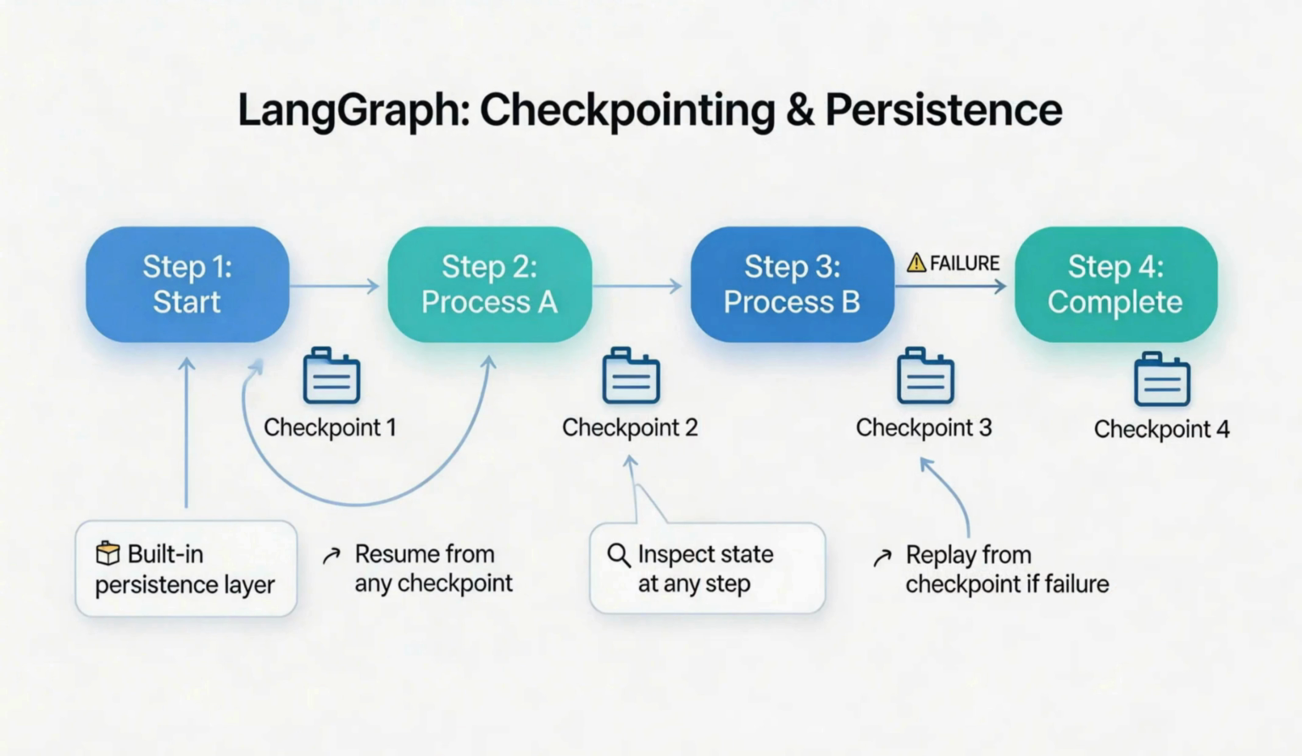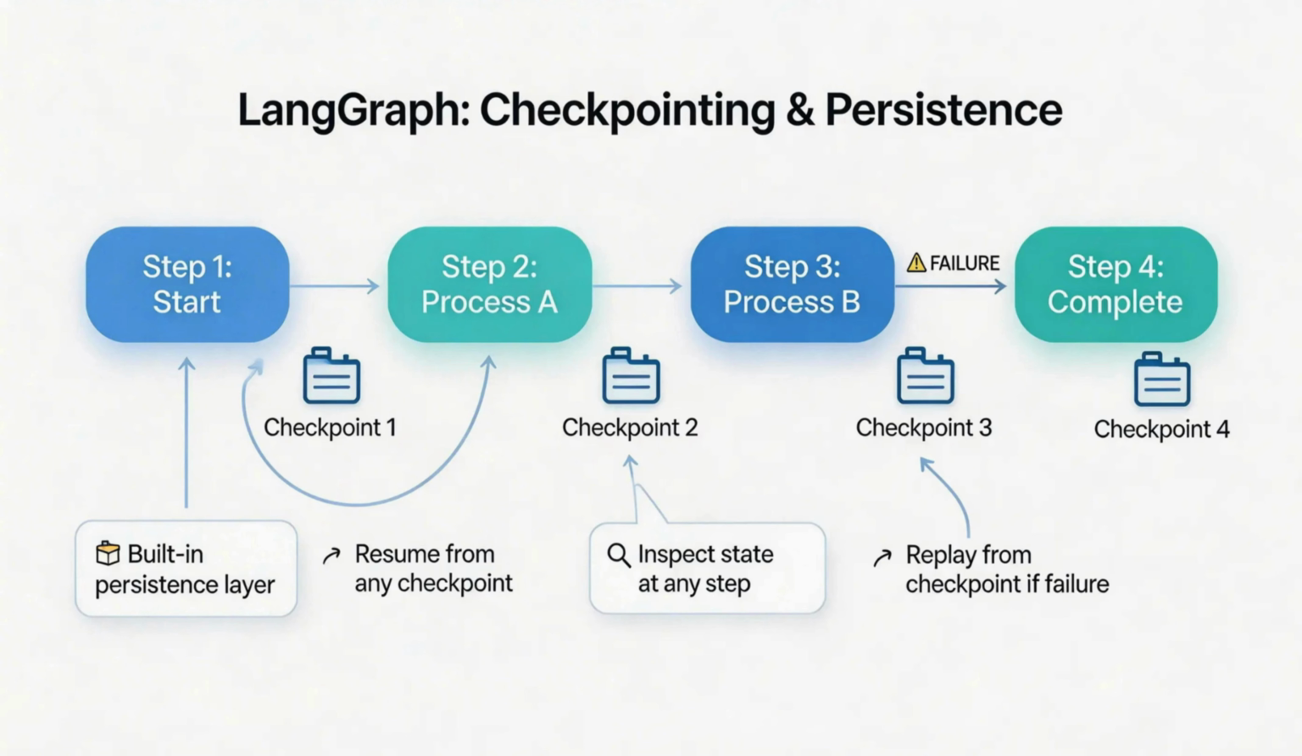One more concept before we dive into the code. It's checkpointing. LangGraph has a built-in persistence layer called checkpointers. When you attach a checkpointer to your graph, LangGraph saves the full state after every node. You can resume a graph from any checkpoint. You can inspect what state looked like at maybe step 3 or step 4. You can replay from step 5 if step 6 failed.